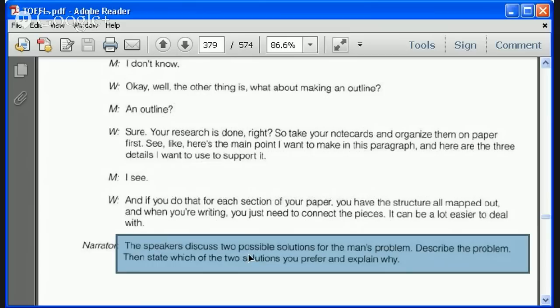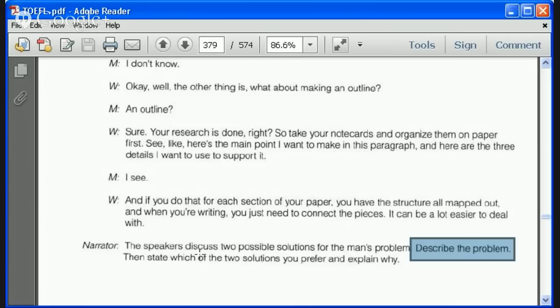Okay. Now, I'm the narrator again. The speakers discuss two possible solutions for the man's problem. Describe the problem, then state which of the two solutions you prefer and explain why. Okay, this is a two-part question. All right.